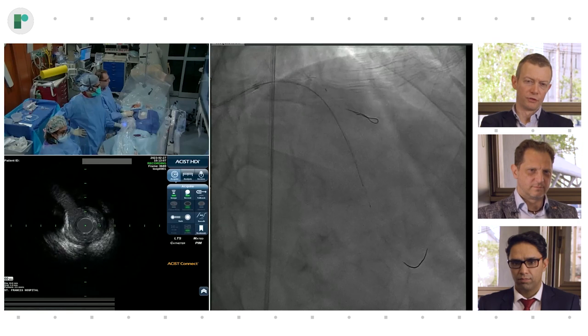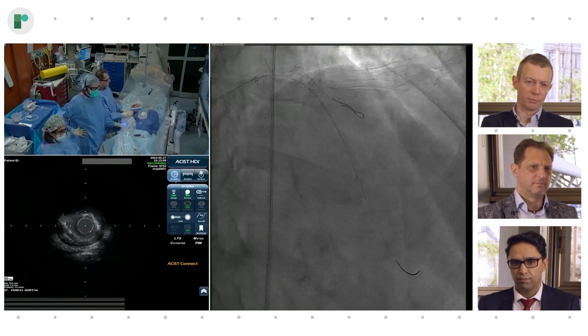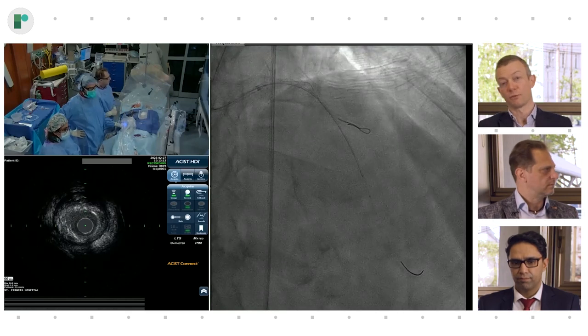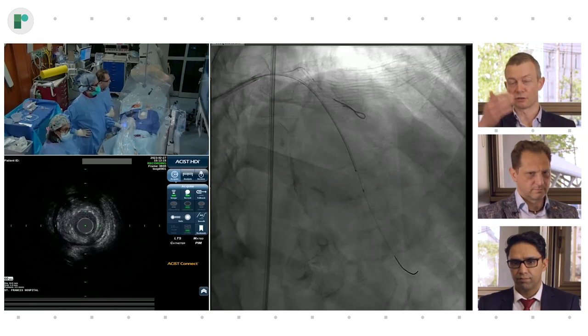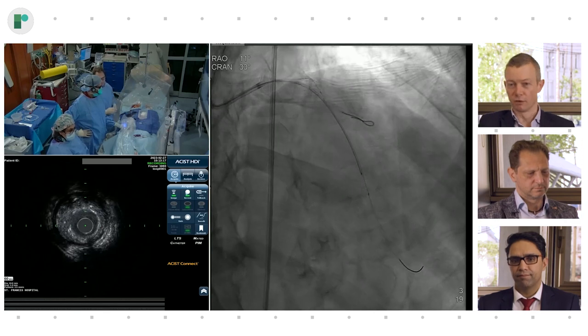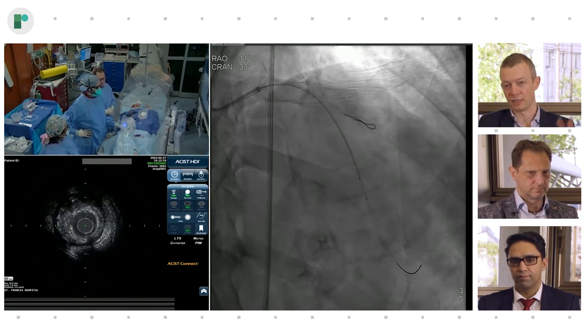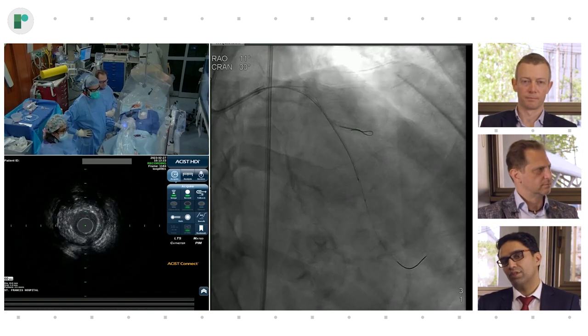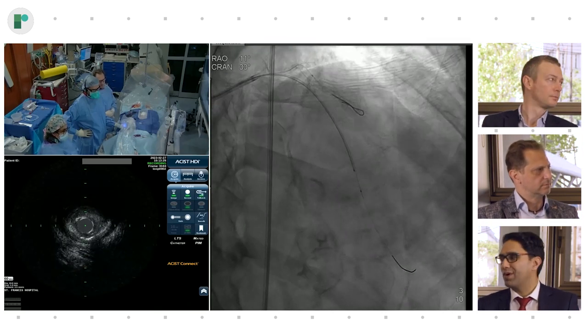So this is one option to do it. You can also put it as distal as possible and just do a pullback, right? Then you have everything you need. The only thing you will miss, and that is what Alan just mentioned, is you cannot correlate once you start stenting where the exact spot is, at least angiographically. But I think especially for the reason we do it this way, for a zero contrast, you can't otherwise co-register.